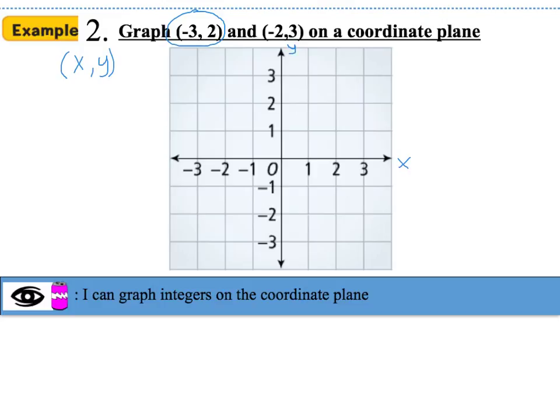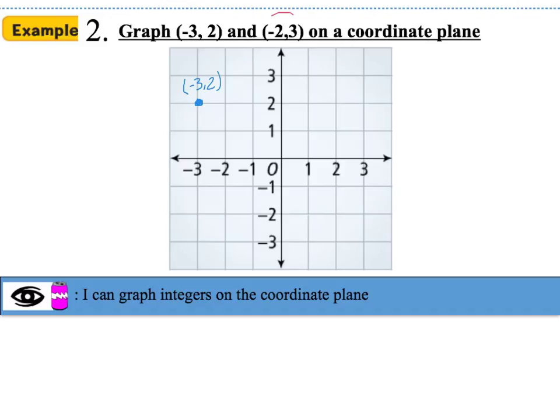So our ordered pairs start at 0, and we're going to go to the left 3 spaces because the x-coordinate is -3. And then I want to jump up 2 spaces. So my ordered pair is in this location right here, and I'm going to call that -3, 2.